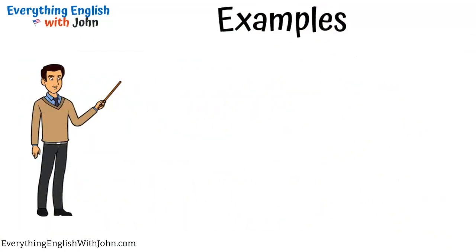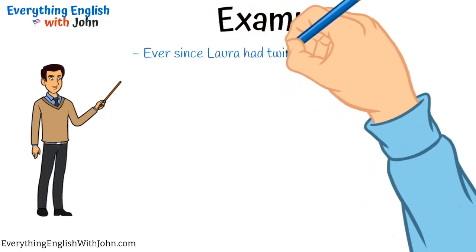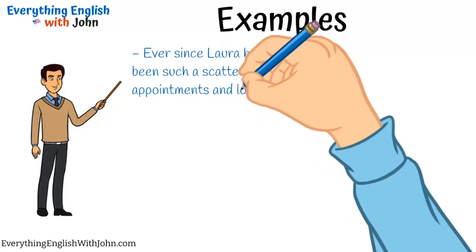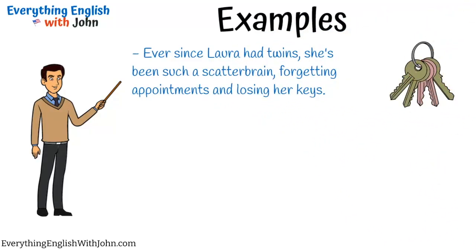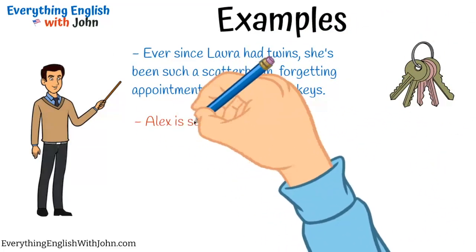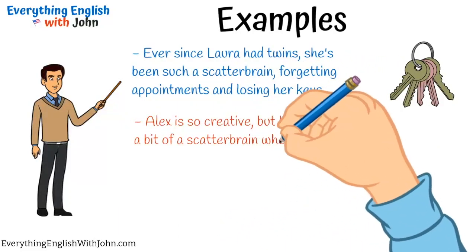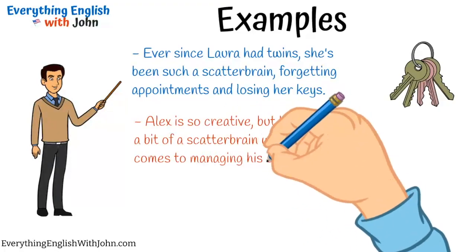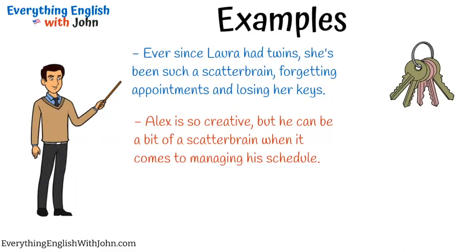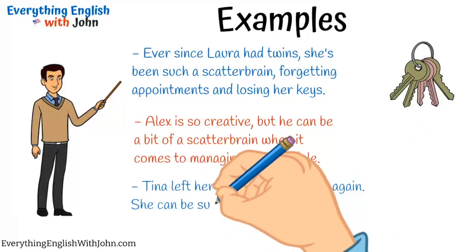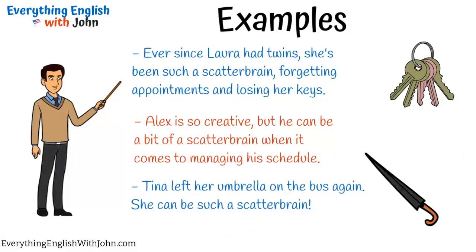Examples. Ever since Laura had twins, she's been such a scatterbrain, forgetting appointments and losing her keys. Alex is so creative, but he can be a bit of a scatterbrain when it comes to managing his schedule. Tina left her umbrella on the bus again. She can be such a scatterbrain.